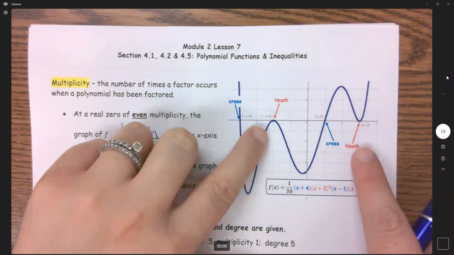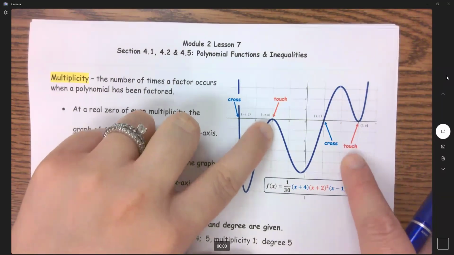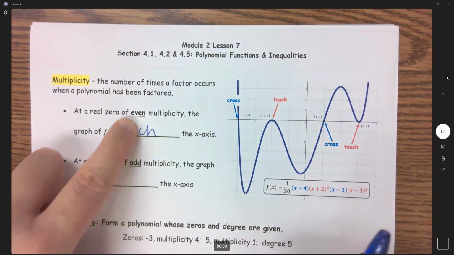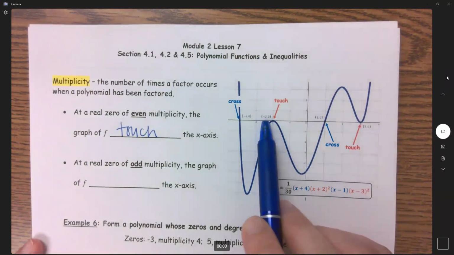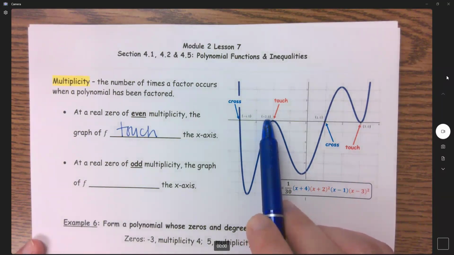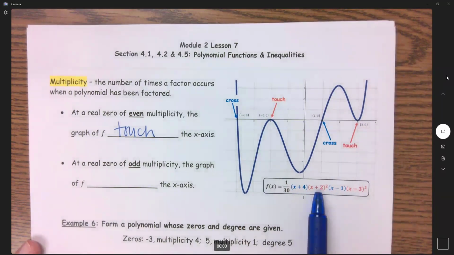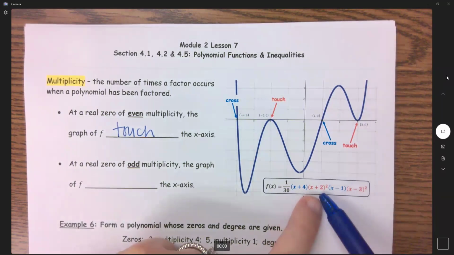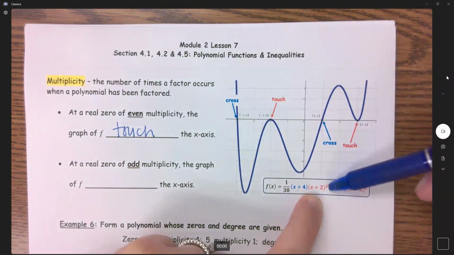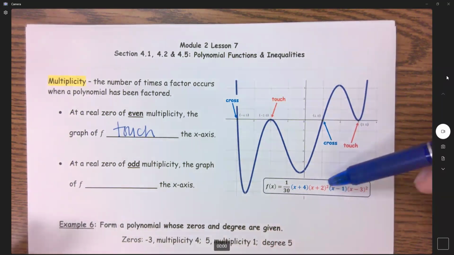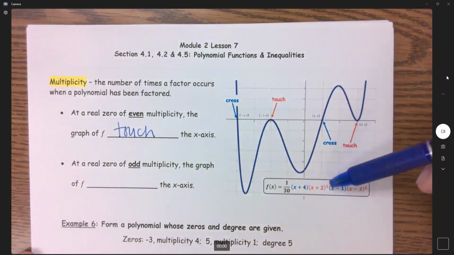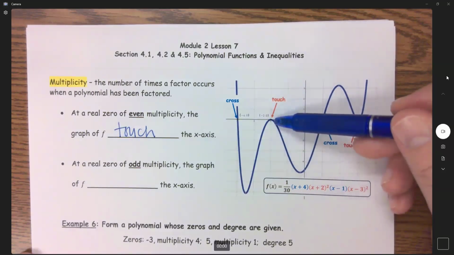Now, how do we know that these are going to touch? Because we're going to look at that multiplicity. That multiplicity is even. So if that x-intercept here is x equals -2, in factored form, that's x plus 2. And how many times do I have an x plus 2? Well, I have 2 of them, right? We have x plus 2 quantity squared. So because of that squared right there, because we have an even multiplicity, that's what makes this touch.